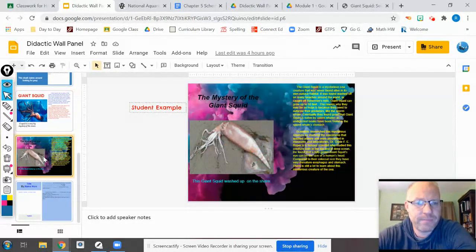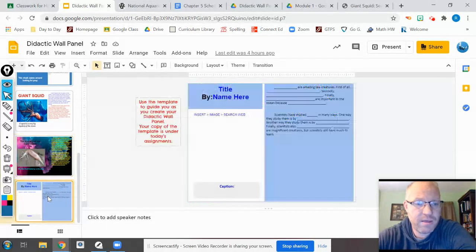Next, we have another giant squid. The Mystery of the Giant Squid is the title. Pretty background as well. This giant squid washed up on the shore. Nice description of the picture. This tells why they're important. This tells how scientists study them. It even goes into detail about Dr. Clyde Roper. Very nice.